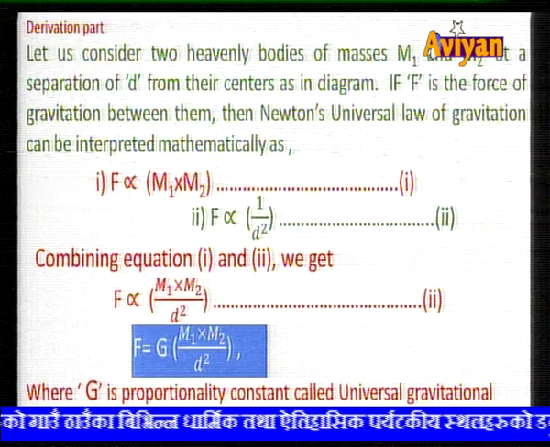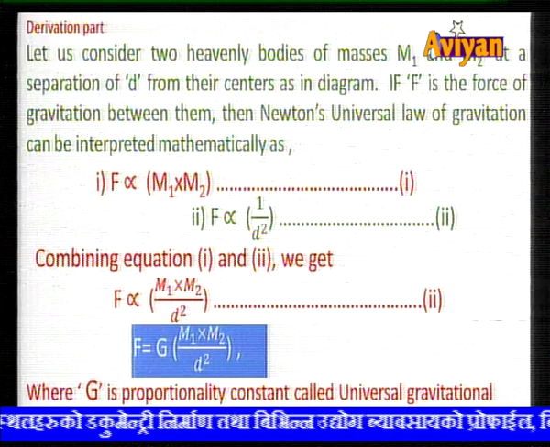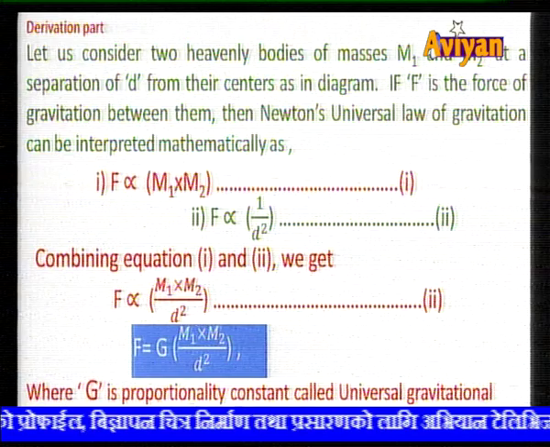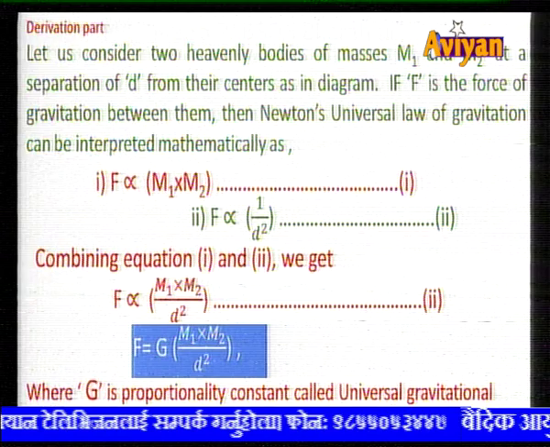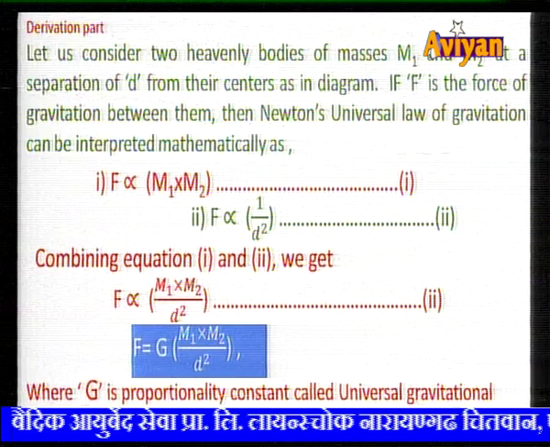You need to first explain what you are considering in the picture. Let us consider two heavenly bodies of masses m1 and m2. The first equation is that force is directly proportional to the product of masses. The second one is that it is inversely proportional to the square of distance. Then we combine equations I and II, and we get force proportional to m1 into m2 upon d square.